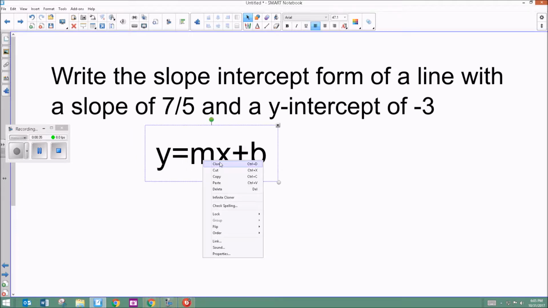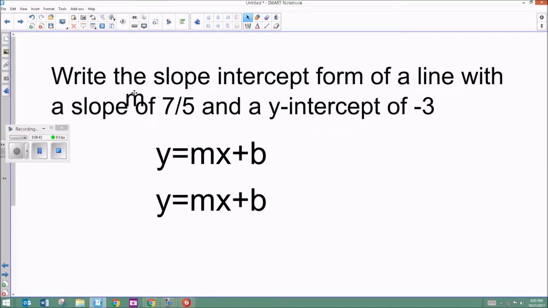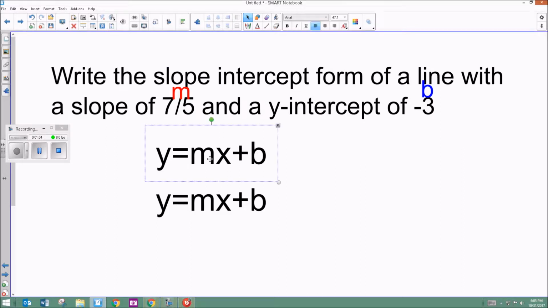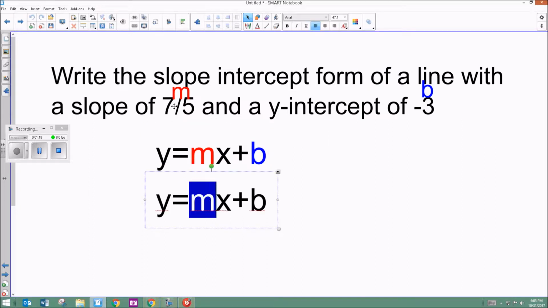So let's just clone this. So this is m right here. So m is slope, and the y-intercept is b. So let me go ahead and make that blue. And let's make this m red. Again, look where m is, look where b is. So since our slope is 7/5, we're going to put 7/5 there.